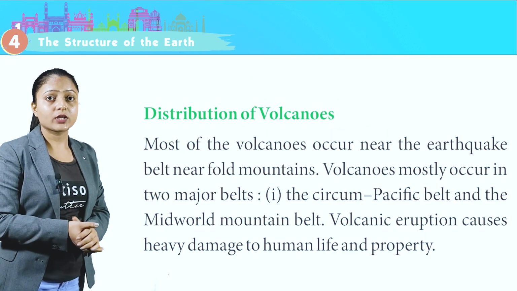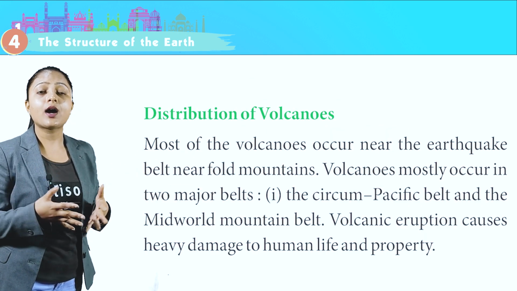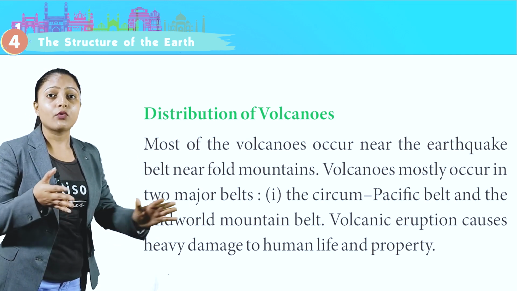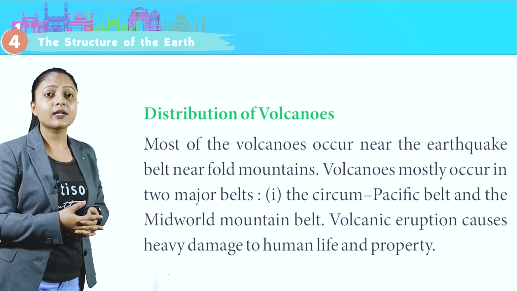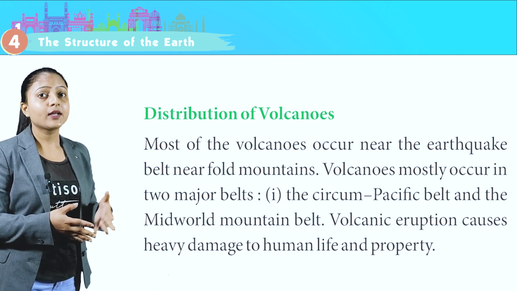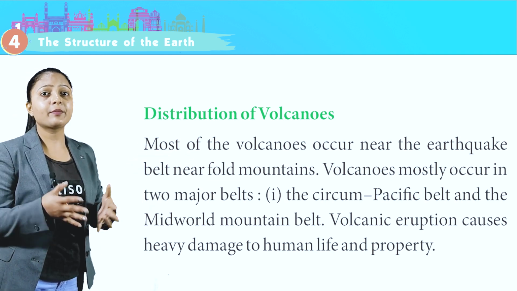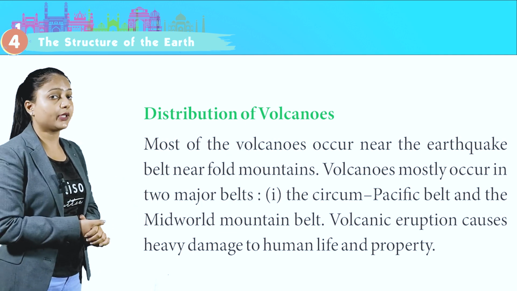Distribution of volcanoes. Most of the volcanoes occur near the earthquake belt near fold mountains. Volcanoes mostly occur in two major belts: first, the Circum-Pacific Belt, and second, the Mid-World Mountain Belt. Volcanic eruption causes heavy damage to human life and property.